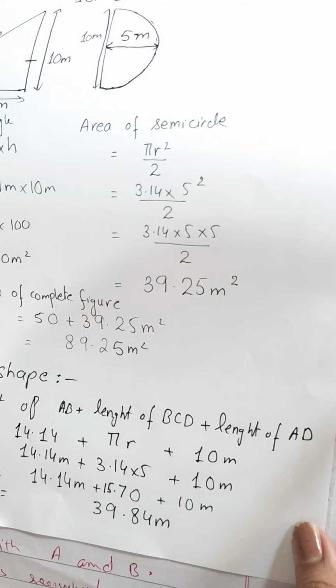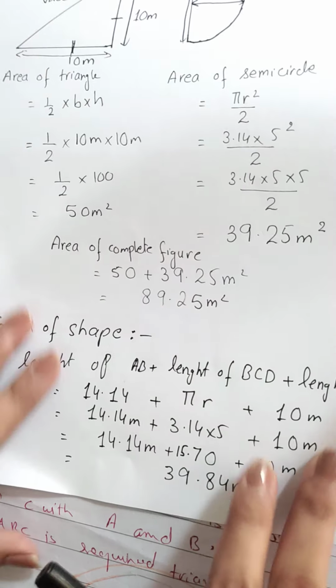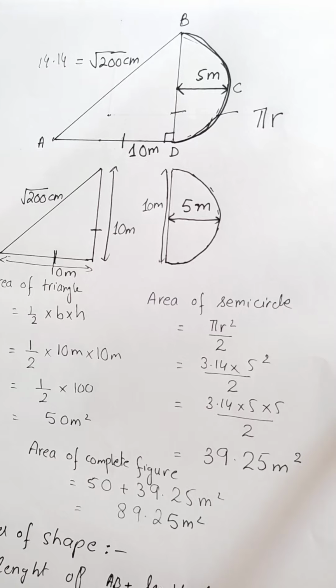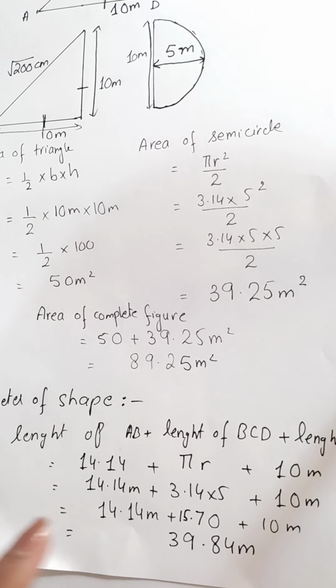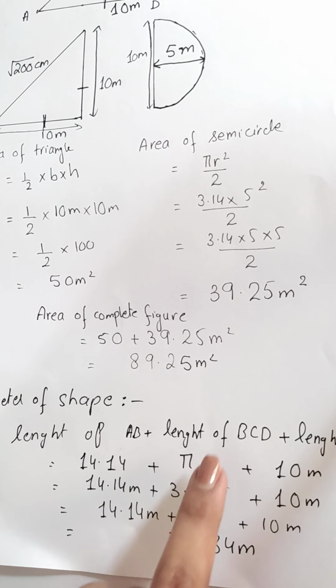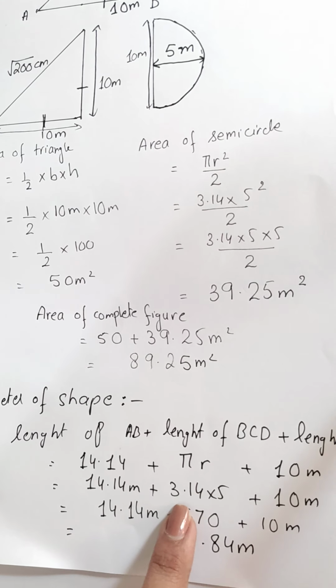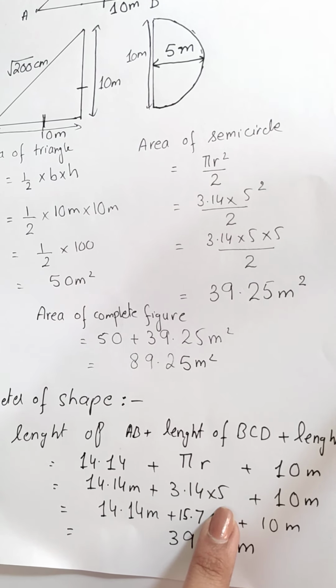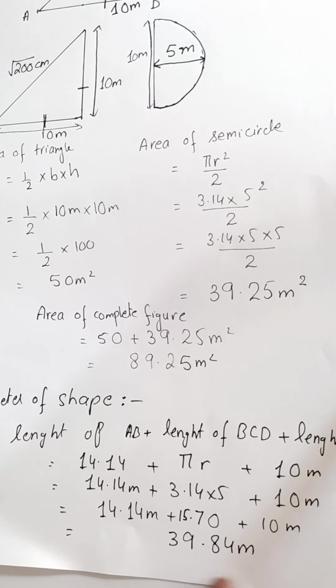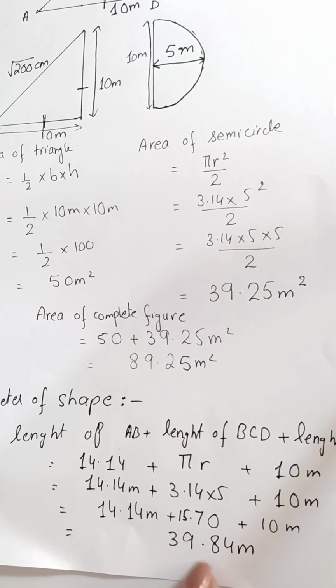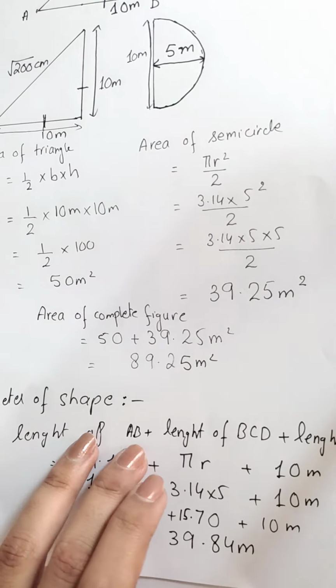Now the length of AB is 14.14. The length of BCD is pi r, plus 10 meter. The value of pi is 3.14, the value of r is 5. After simplification, you will get the answer 39.84 meter, and this is the perimeter of the shape.